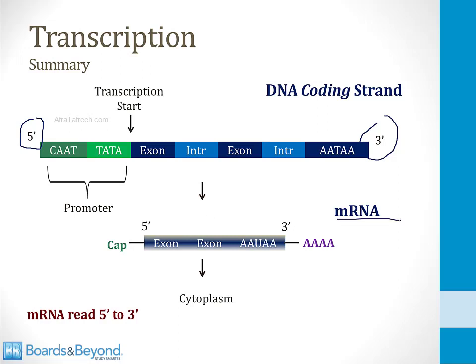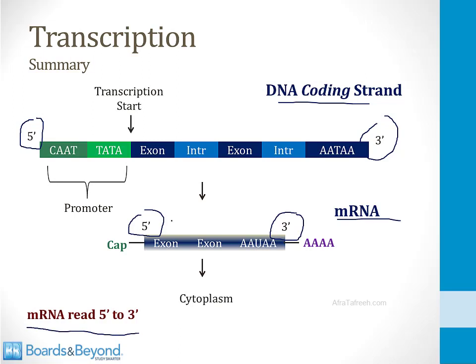I've also shown the piece of mRNA from the 5' end on the left to the 3' end on the right. And the reason that DNA is usually shown as the coding strand and mRNA is shown going from 5' to 3' is because mRNA is read in the 5' to 3' direction.